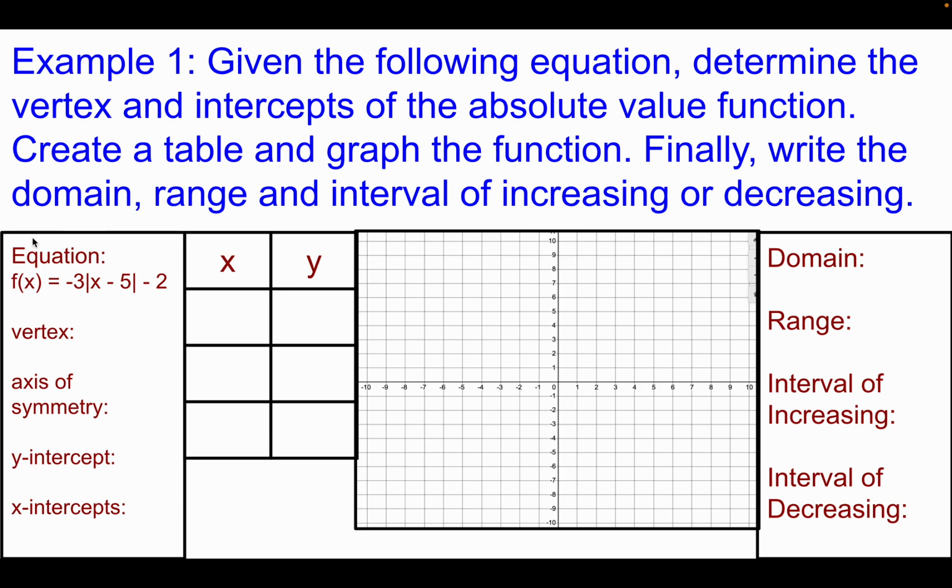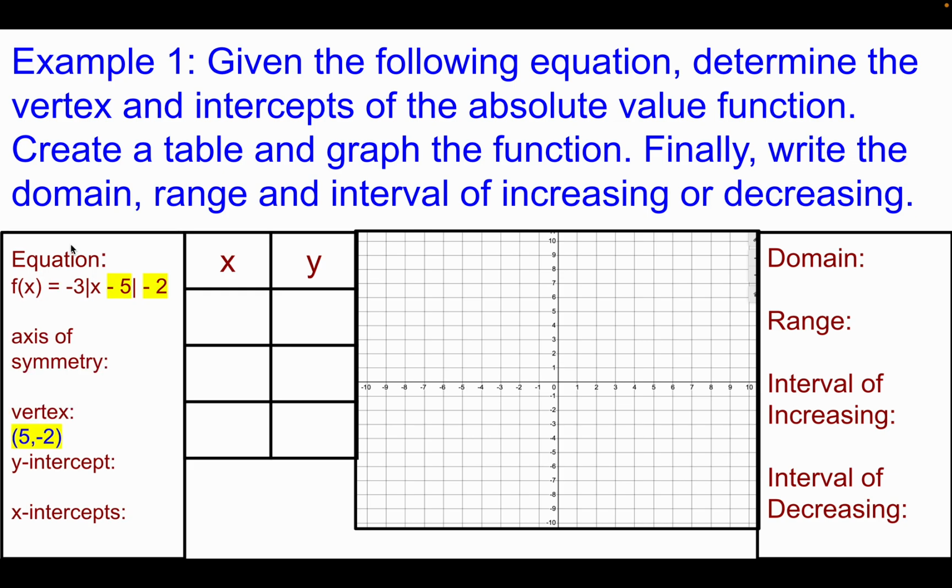Okay, so here's my equation. I'm going to start by identifying my vertex. That's going to be at 5, -2. Next, I'm going to do my axis of symmetry. That's going to be at x equals 5.